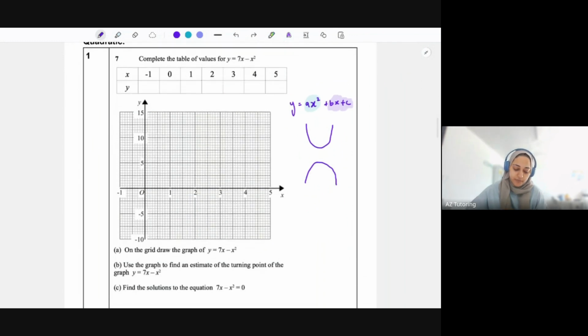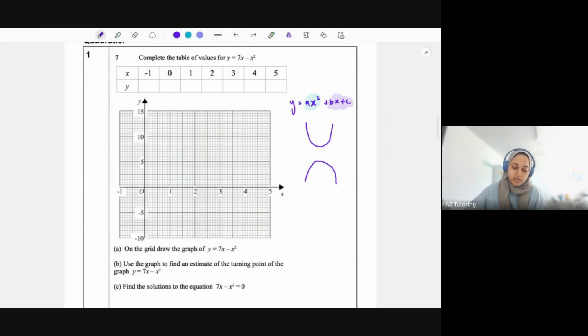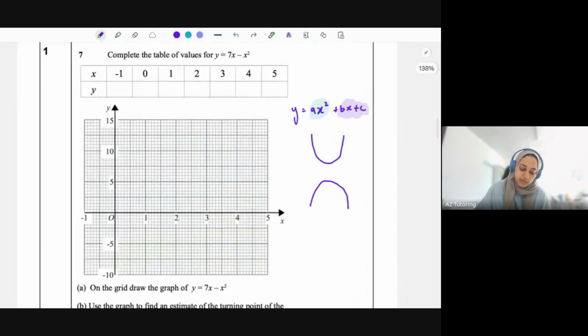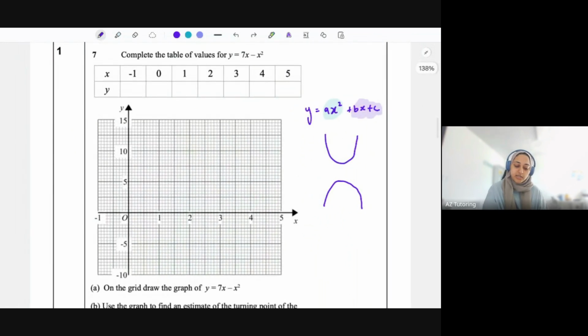So it says complete the table of values for y equals 7x minus x squared. So since I see a minus x squared here, you should be expecting an N-shaped graph when you're drawing this graph out. Let's complete the table of values anyway. So we've got x equals minus 1. So when x is minus 1, minus 1 squared is 1.